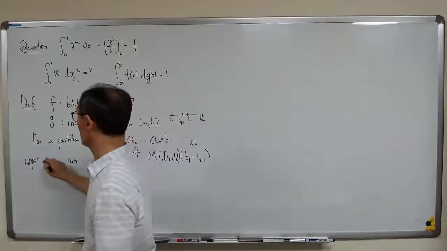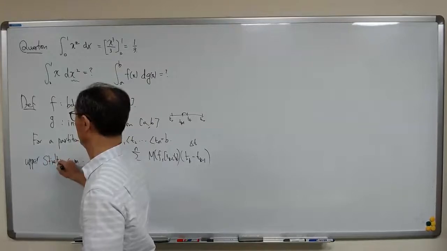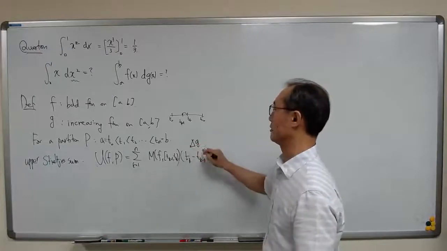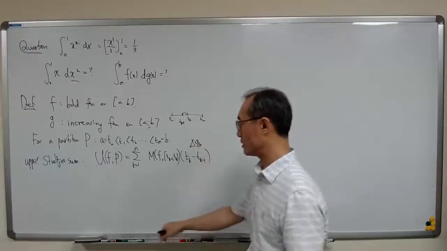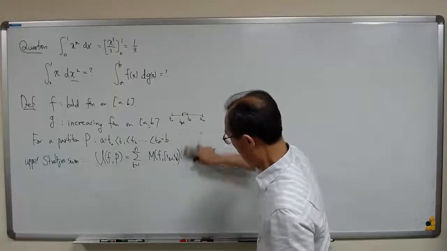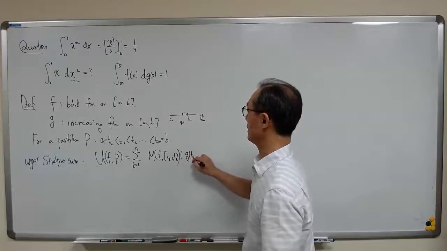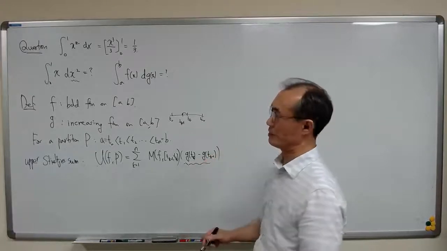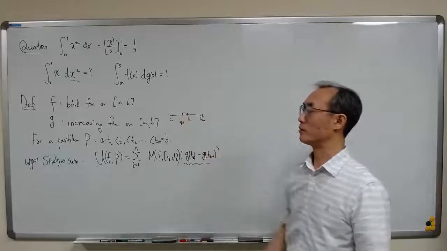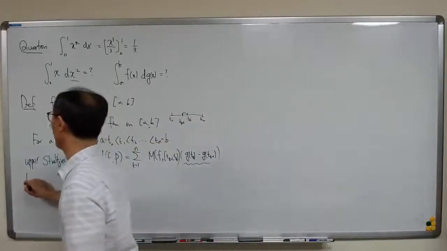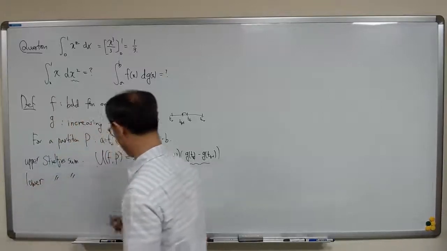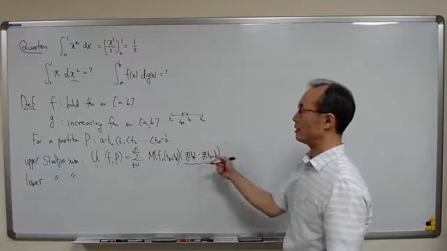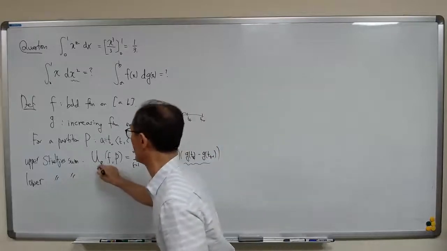However, we're going to define the upper Stieltjes sum. Instead of delta t, here we use delta gk for the increments of function g on this interval. That means you replace this part by g of tk minus g of tk minus 1, the increments of function g on this small interval. For the upper Stieljes sum, we specify the function whose increments we evaluate as a subscript.